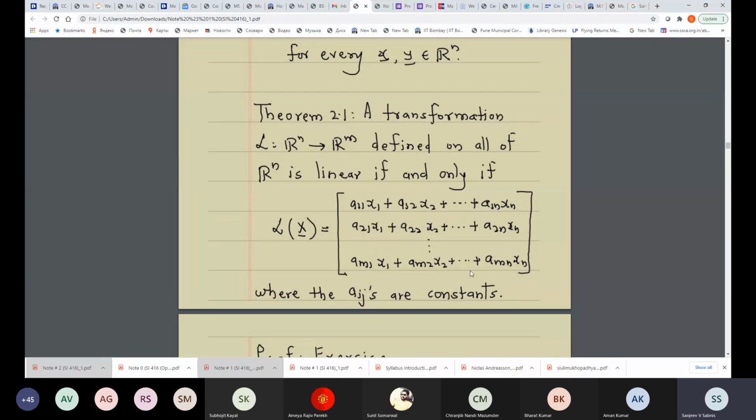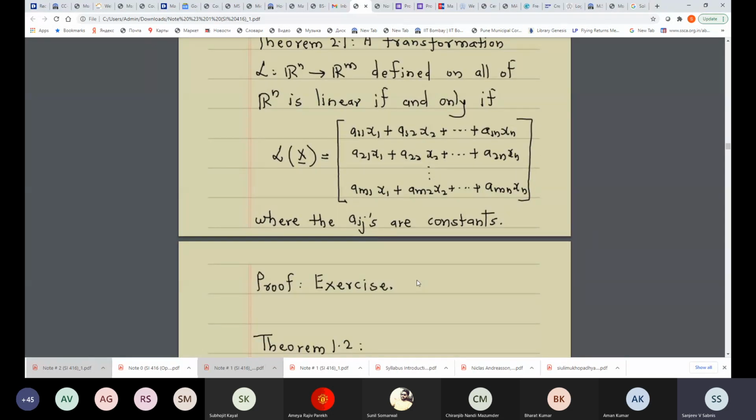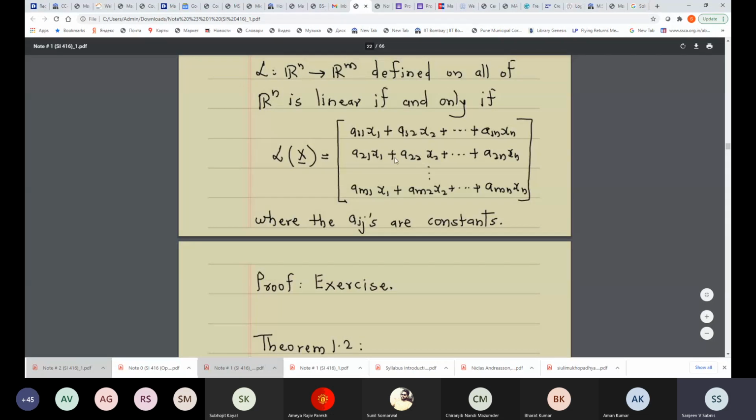So you have a matrix m cross n, and the vector X is an n cross 1 vector X1, X2, Xn. Essentially, a transformation from Rn to Rm is linear if Lx can be represented as A times X, where A is m cross n and X is n cross 1, and the elements of A are all constants. They're all real numbers, let's say. They could be complex also, but we assume real numbers here. We are dealing with transformations from Rn to Rn.